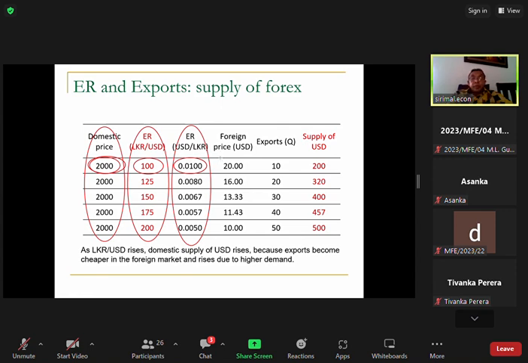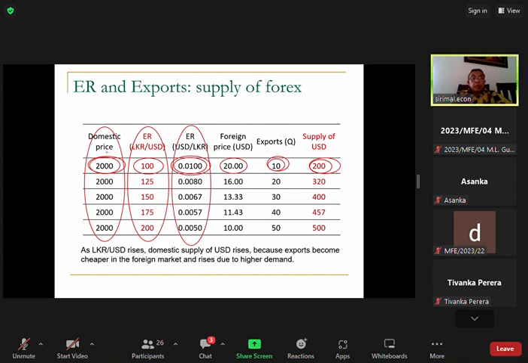With that price, the foreign price of our commodity that we export, a tea packet, would be $20. So they demand 10 units, and they supply $200 for us to buy 10 units of tea packets. They pay $200. They supply $200 to us under this exchange rate.